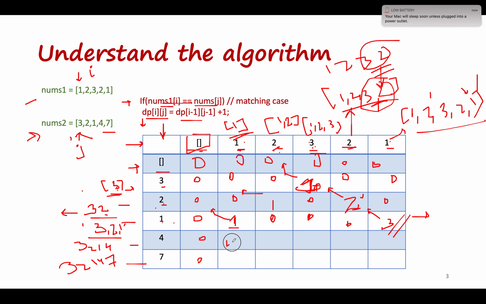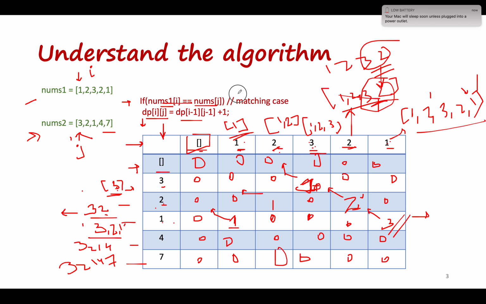Let's continue the process. 4 doesn't match with 1, so 0. 4 doesn't match with 2, 3, 2 or 1. 7 doesn't match with 1, 2, 3, 2 or 1.